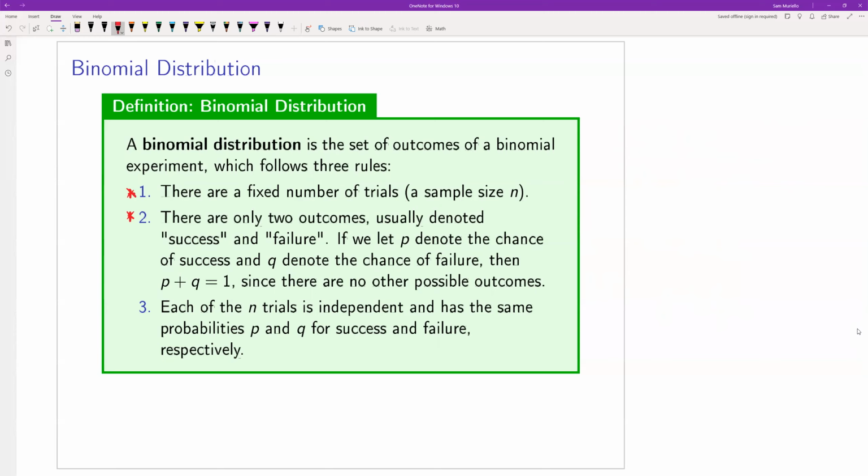And then the most important thing is that each of these trials needs to be independent from each other trial. That way, all of the chances will be the same. And remember, the big thing we get for independent events is that you can multiply probabilities together in order to obtain the correct result.